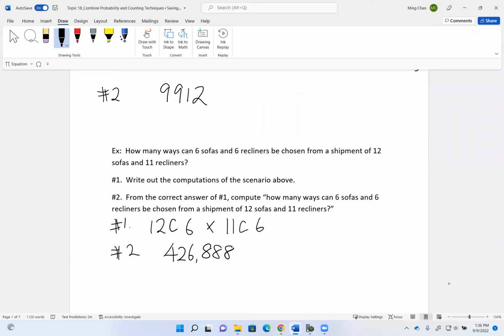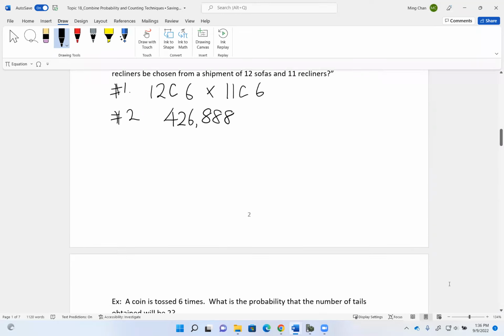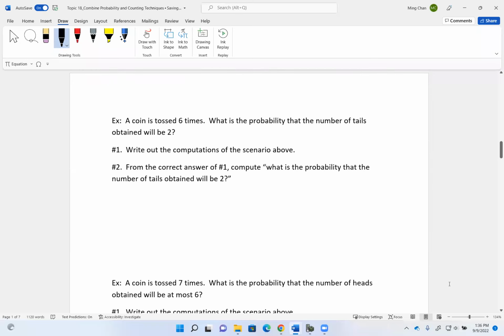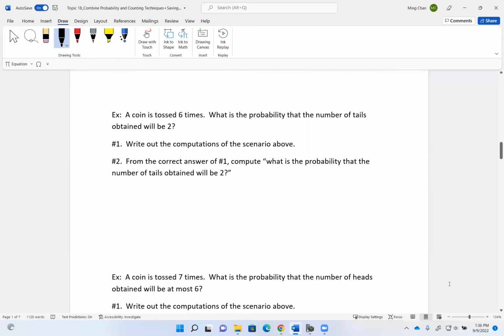All right. Now the next few examples are more geared towards probability type of problems. So what I just showed you, those are counting techniques. Okay, so now let's put counting and probability problems together. So this problem is only one scenario, because this problem says a coin is tossed 6 times. What's the probability that the number of tails will be 2? Will be 2 means exactly 2.